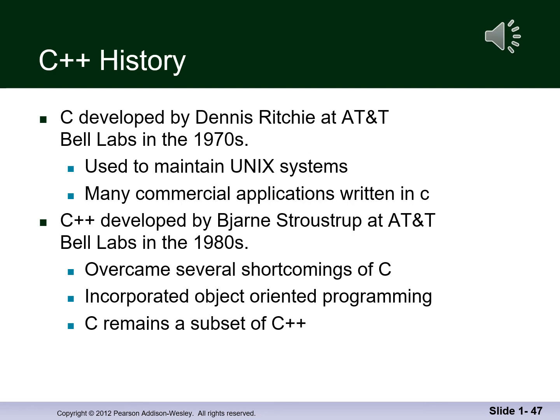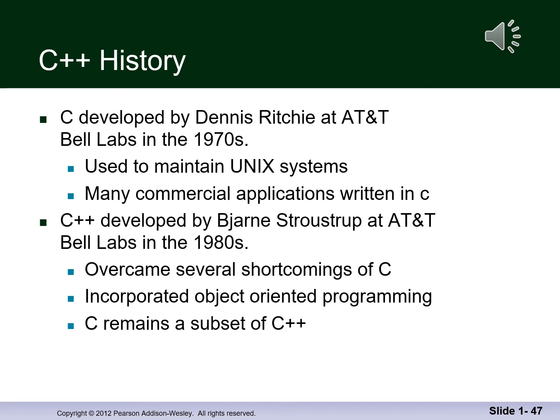The C language was developed by Dennis Ritchie at AT&T Bell Labs in the 1970s. I was in elementary school. It was initially used to maintain Unix systems, and there were a lot of commercial applications written in C. C++ was developed by Bjarne Stroustrup, who is now a professor at Texas A&M. He's probably around 62. I think he was born in 1950, but don't quote me on that. I used to know a lot more about that when I started studying C++.